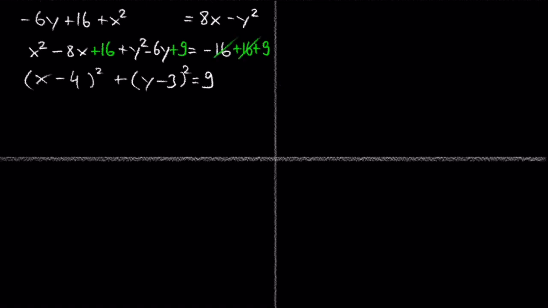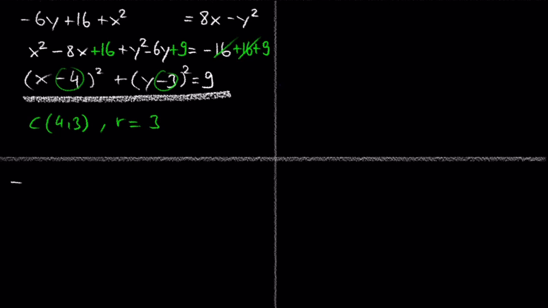Now we have the standard form of a circle, where we can easily identify the coordinates of the center of the circle, which are 4 and 3. And the radius is the square root of 9, which is 3.